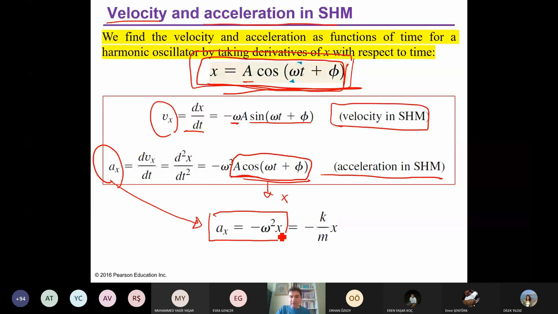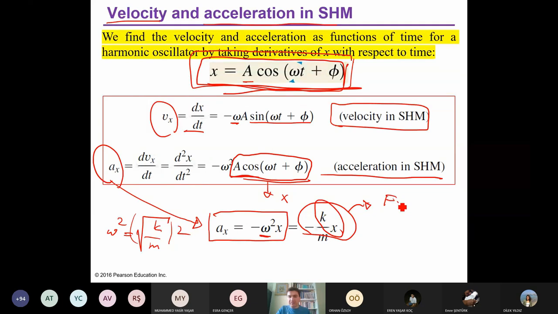Look at this omega. Omega is the square root of k over m. If you take the square of this, you have k over m times x. Look at this: minus k times x is Fx. Then Fx over m, or Fx is equal to m times ax. Nothing new here; you always come to the same conclusion. Any question related to the velocity and acceleration in simple harmonic motion?